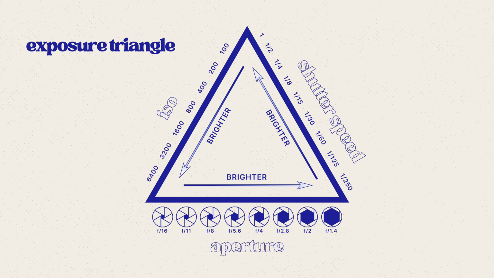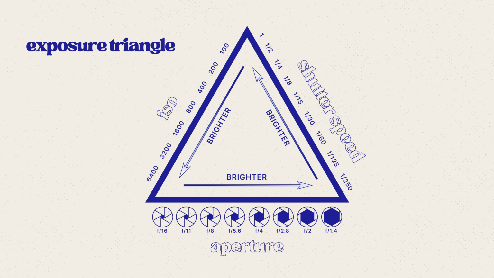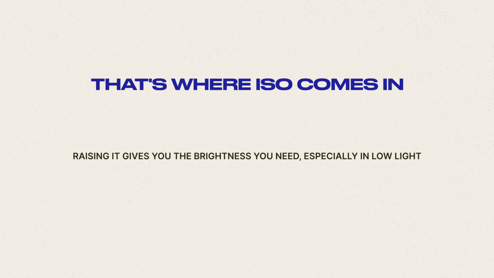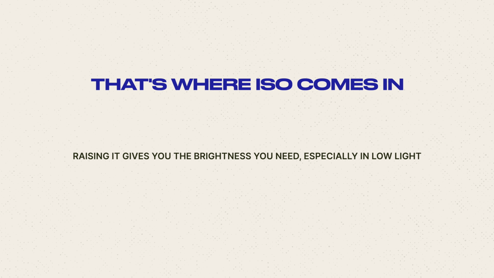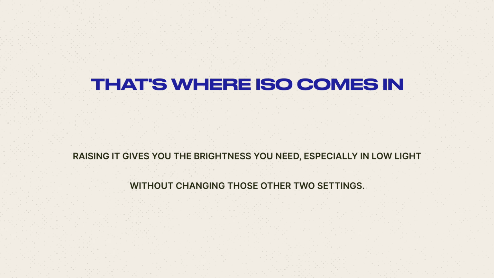ISO doesn't work alone. It teams up with shutter speed and aperture to determine your image brightness, or what we call exposure. Let's say you can't slow your shutter speed because you're photographing moving people, and you can't open your aperture any wider. What's left? That's where ISO comes in. Raising it gives you the brightness you need, especially in low light, without changing those other two settings. Think of ISO as your backup brightness tool.